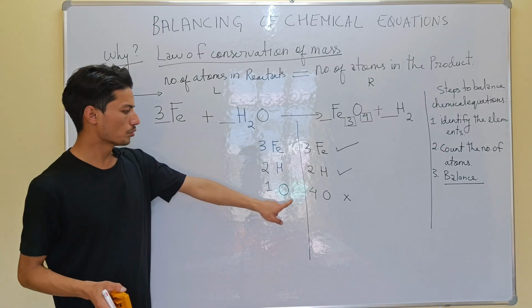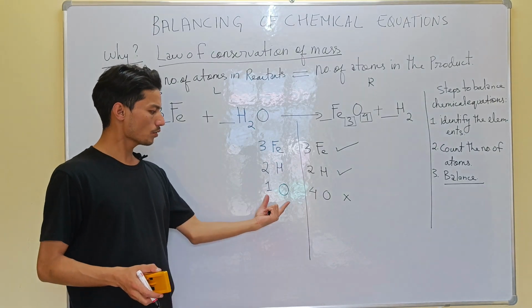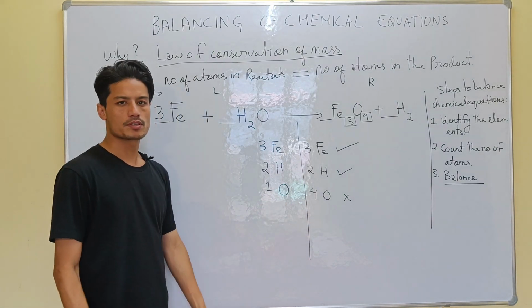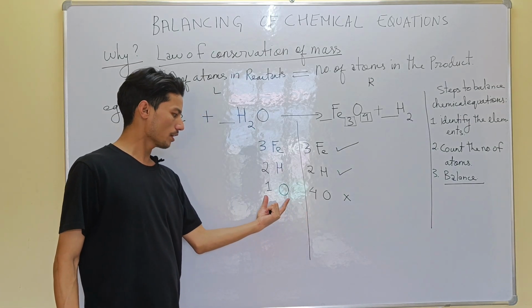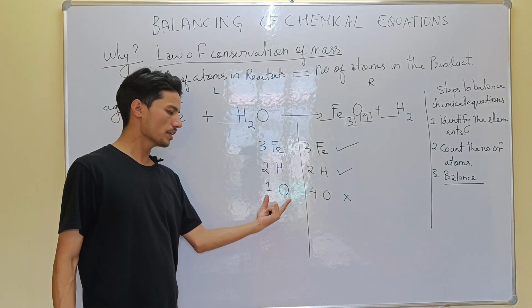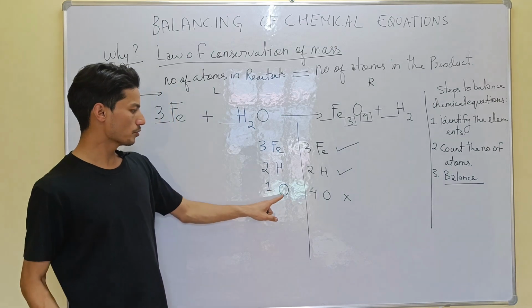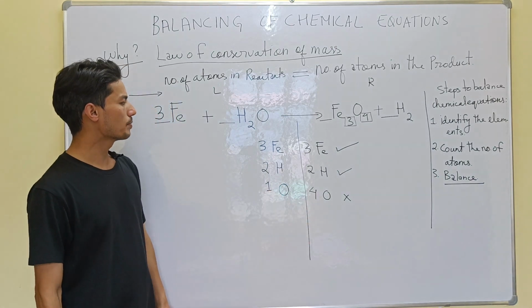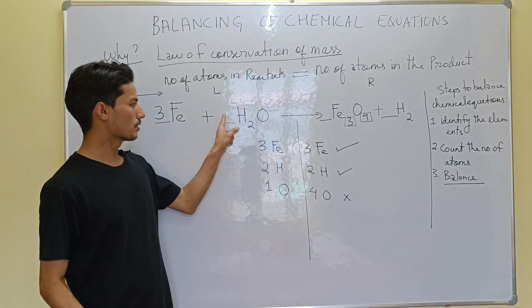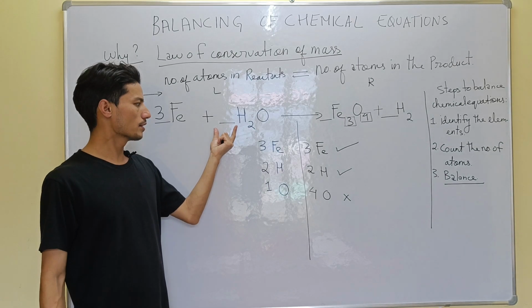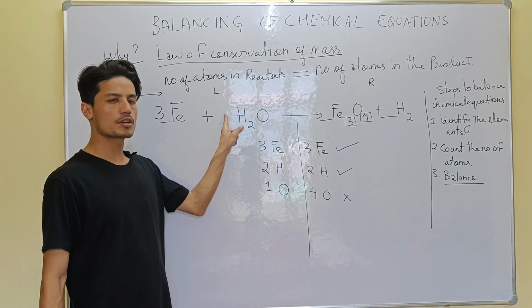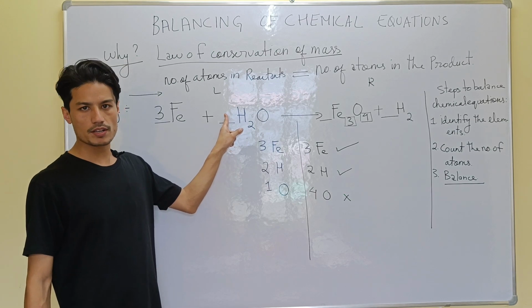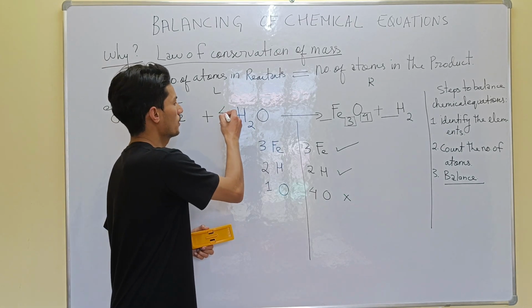Now we go to oxygen. So 1 oxygen here, 4 oxygen here. I will not be touching this side because this side is already more. So I'll be balancing here only. I have to make it 4 oxygen. So how do I make 4 oxygen? Here there's a space for me to write. What should I write here? I have to make it 4. So what number should I be writing here? You should be writing here 4.